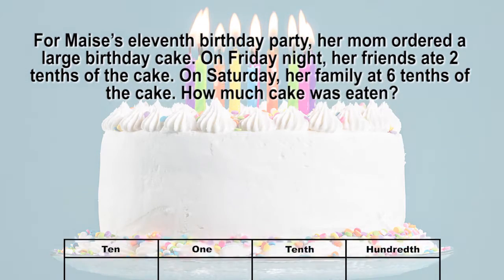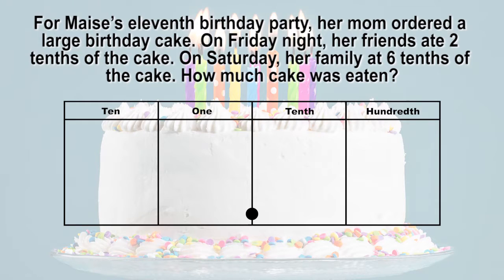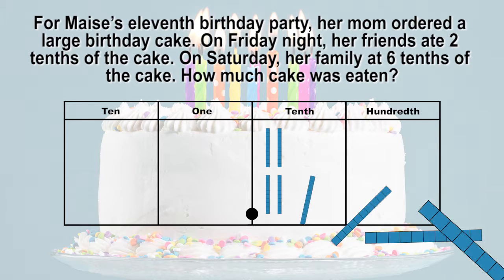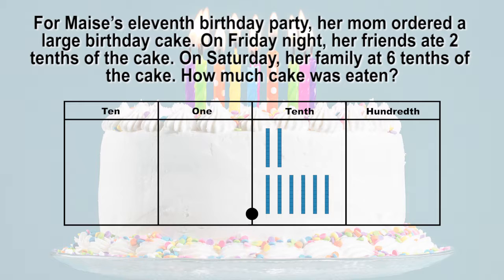Let's start by solving this problem using place value blocks and a decimal mat. There are 2/10 rods to represent the 2/10 of the cake her friends ate on Friday. Here are 6/10 rods to represent the cake her family ate on Saturday. So 2/10 added to the 6/10 gives me a total of 8/10 of cake that was eaten.